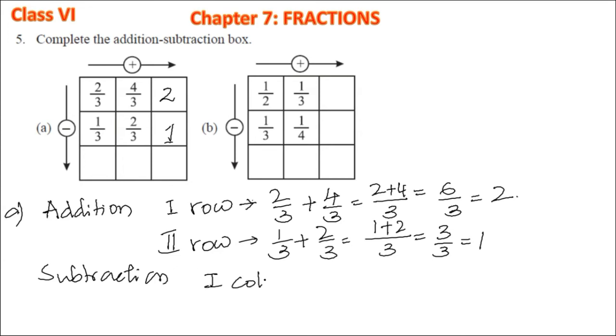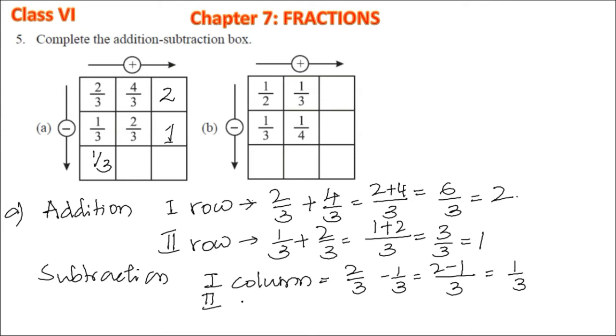First column, we have 2 by 3 minus 1 by 3. The LCM is 3. So 2 minus 1 will be 1. 1 upon 3 will be the answer.